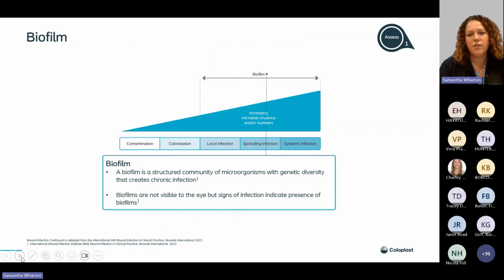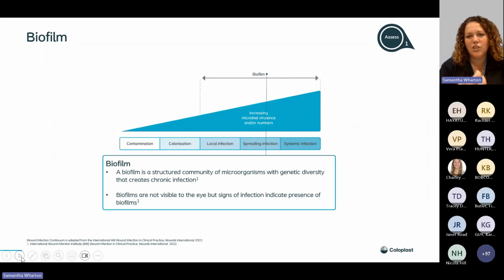And then we move on to the biofilm. Like I say, these biofilms sit above a local infection to systemic infection, and it's a structure of microorganisms that live in this polysaccharide film that they cover themselves in to protect themselves. So when you're using your antimicrobials, if a biofilm is present, this polysaccharide coating protects them. So you need to make sure you're disrupting and removing that biofilm to make sure that the antimicrobial you're using is as effective as possible.